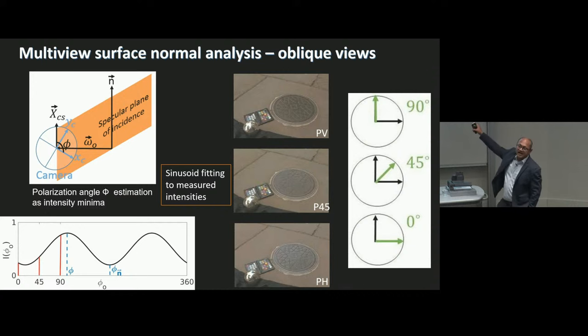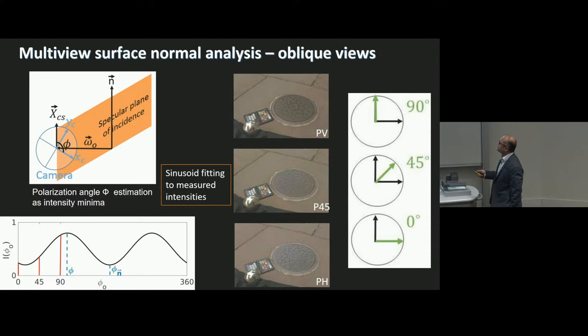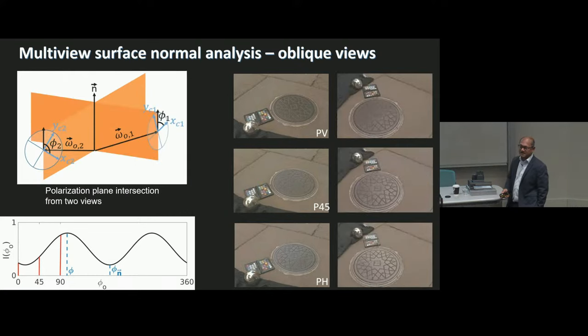Now if you go outdoors in an open environment and observe a surface, in this case a drain cover outside our building, Huxley Building on Queensgate, in three different orientations of the polarizer, you will notice that the surface reflectance is changing. In fact, the intensity changes along a sinusoid. Three observations along the sinusoid allow you to fit the sinusoid and essentially predict the minima and the maxima.